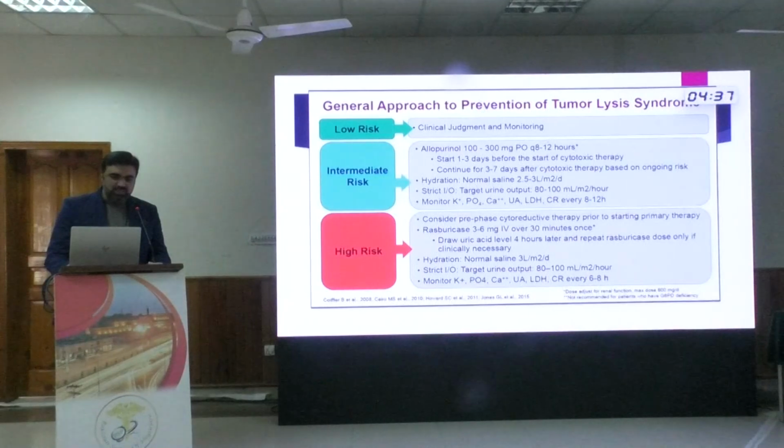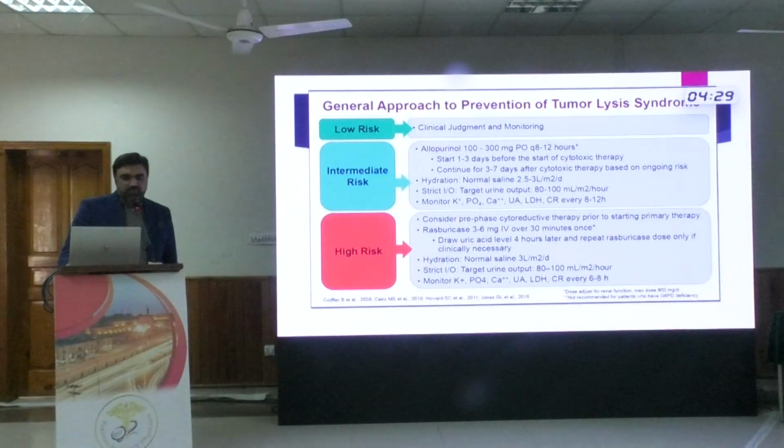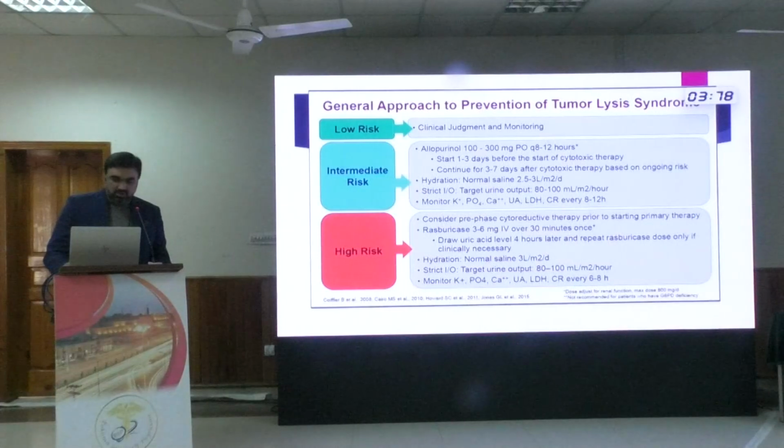In the general approach, if the patient has low-risk disease, it will depend on clinical judgment and monitoring. If the patient has intermediate risk, start allopurinol 100 to 300 milligram every 8 to 12 hours. Start 1 to 3 days before the start of cytotoxic chemotherapy, and continue for 3 to 7 days after cytotoxic therapy based on ongoing risk. Hydration should be 2.5 to 3 liters per meter square per day, with strict input and output record. Monitor potassium, phosphate, calcium, uric acid, and LDH every 8 to 12 hours.